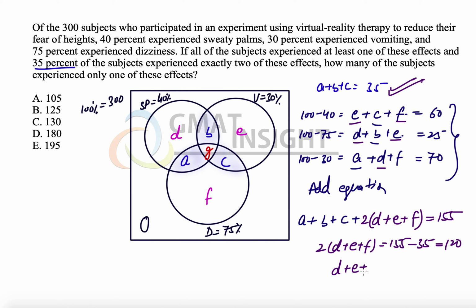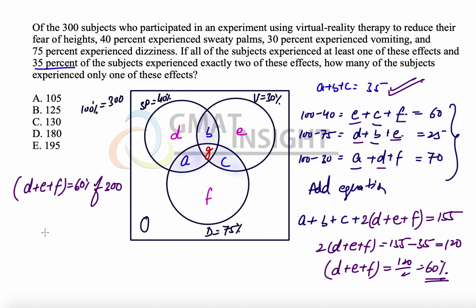That means D plus E plus F is now equal to 120 by 2, 60. But understand it's in percentage. Therefore, D plus E plus F in actual value will be equal to 60% of 300, and 60% of 300 is equal to 180, which is option D. So option D becomes the correct answer.